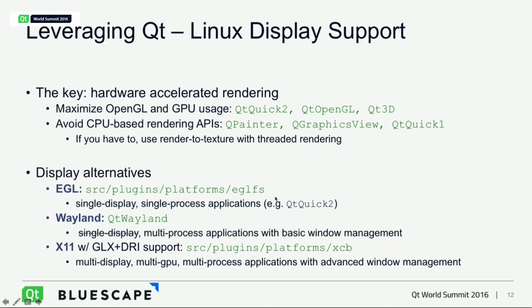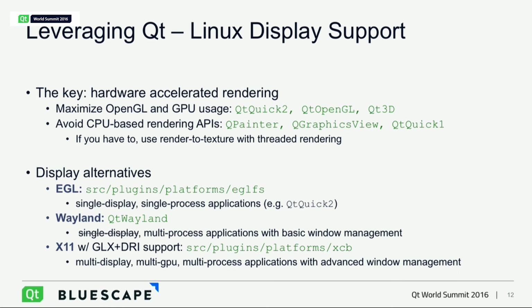The various alternatives that you can use, if you have a single display, single process, full screen application, EGLFS is the simplest one. It works well on Linux. Wayland. I've learned today that it's not single display anymore. Our friends from KDAB down in the Qt exhibition area actually have a very nice example of a multi-display application that they have made where it's using Wayland with two separate displays. And this is a simple window manager which allows you to have multiple processes composited.